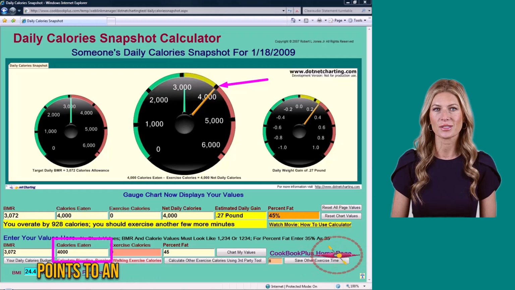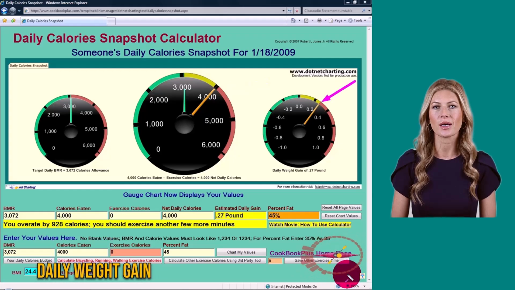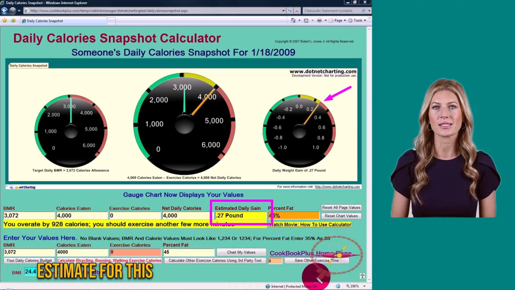The right gauge points to an estimate of the daily weight gain or loss. There are 3,500 calories in a pound of body fat. So if we overeat by 3,500 calories for any day, this gauge will indicate that we should gain about 1 pound that day. The daily weight gain estimate for this example is shown in this control.